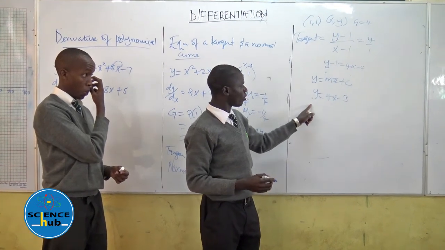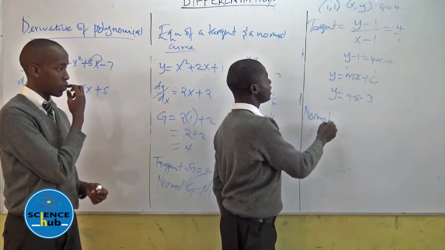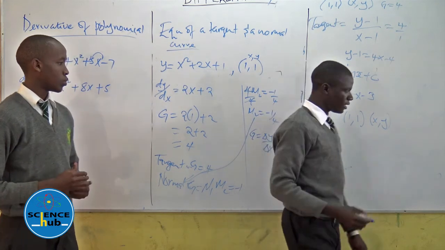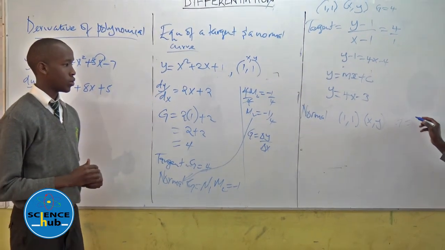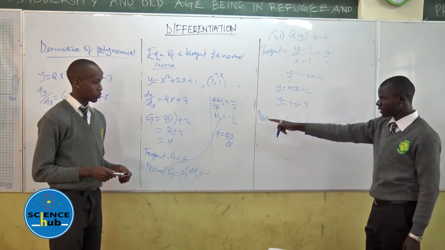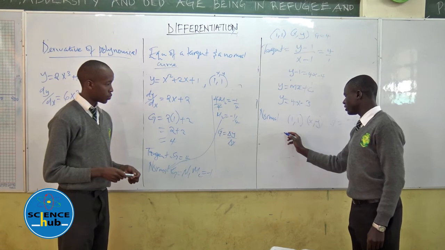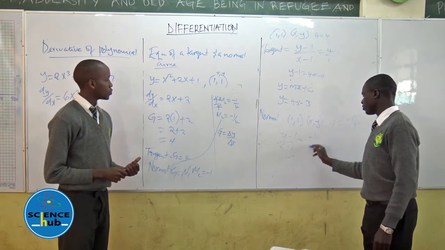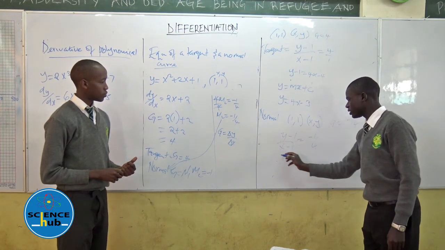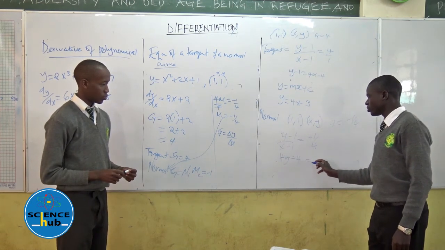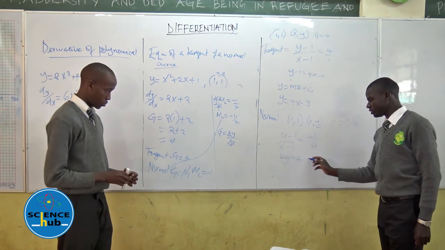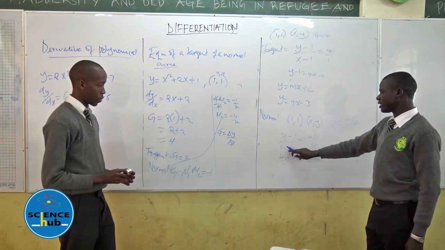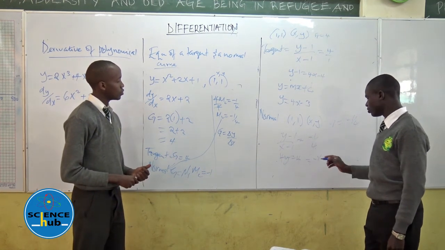But now for the normal, you will use these points (1, 1), (x, y), and the gradient to be negative 1 over 4. So we'll take change in y, which will give us y minus 1 over x minus 1 to give us negative 1 over 4. You still cross multiply to get 4y minus 4 is equals to x times negative 1 to give us negative x. Then negative 1 times negative 1 to give us positive 1.